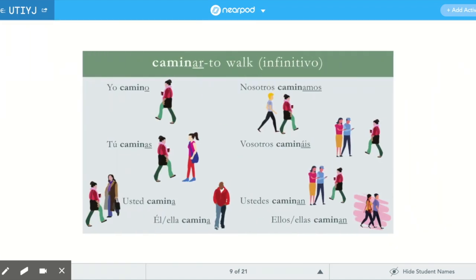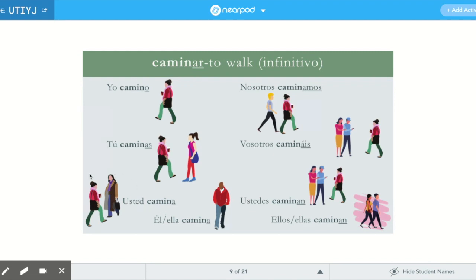So here's what that might look like. I walk would be yo camino. So notice we kept the root of the word, but we dropped that ending and we replaced it with the correct ending for the subject yo. So I walk, tú caminas would be you walk. So again, we dropped that ending and we added AS.